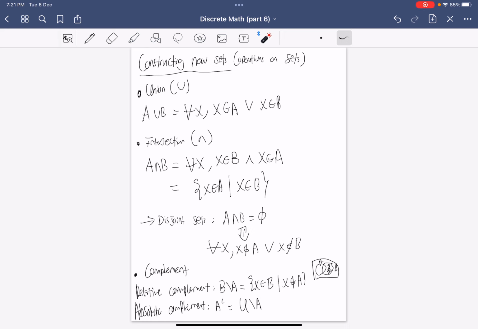So these are the three operations that we can do on sets. We'll see more in the next video, but let's try to understand these three very well first. So let's do some practice on them.